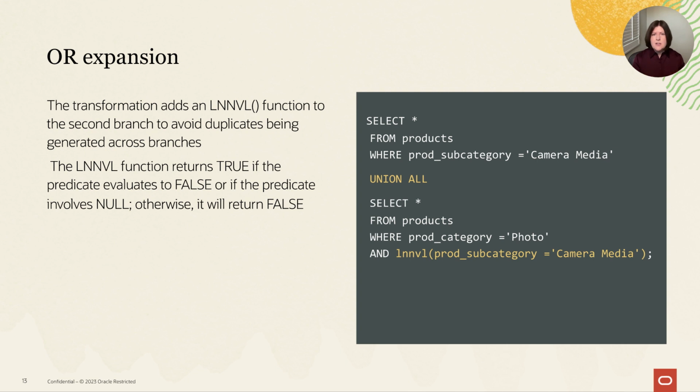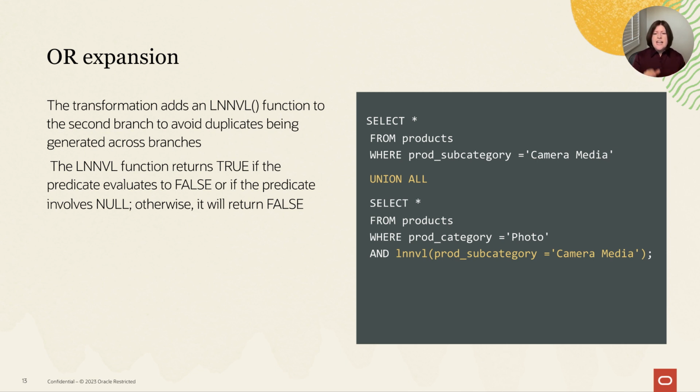Now, that where clause predicate is going to ensure that we don't get any duplicate rows. So how does it work? You'll see it's added a new function, LNNVL. What that's going to allow us to do, as I said, is to remove those duplicates, and it does it by evaluating the predicate inside that function. And if that predicate returns true, then overall that statement will return false.